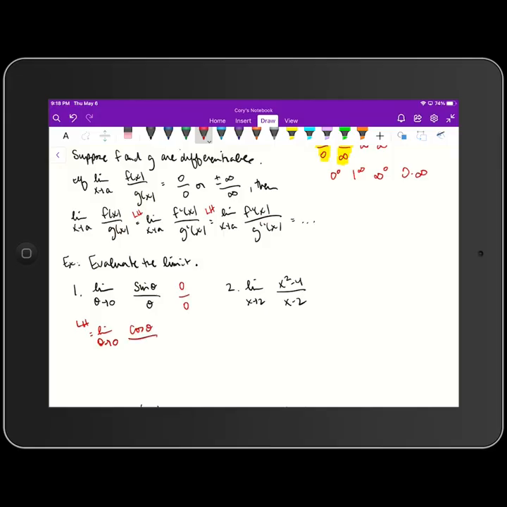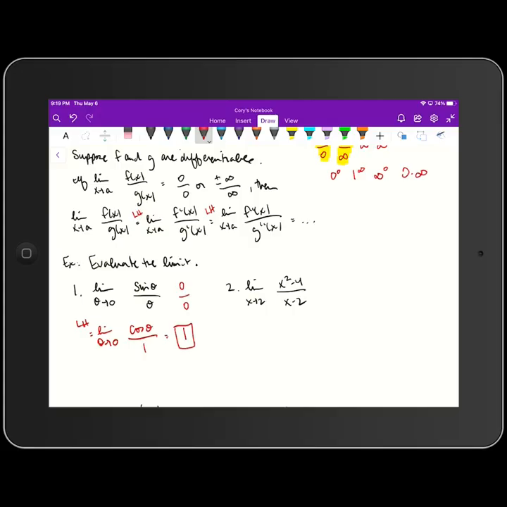And then we're going to divide that by the derivative of the denominator. The derivative of theta in our denominator is going to be 1. And then now when we directly substitute 0 in the place of theta, we get the cosine of 0, which is 1, divided by 1, and the value of that limit is in fact 1. Okay, so that is how we can use L'Hopital's rule to evaluate that limit.